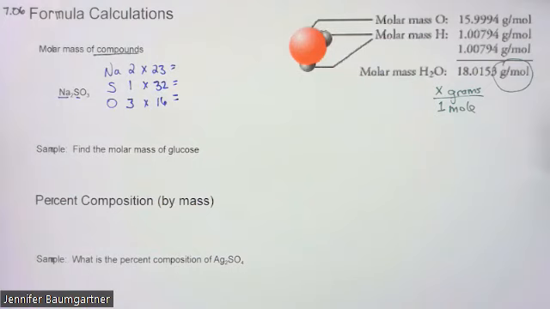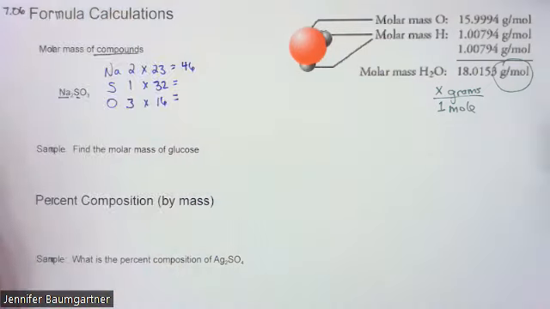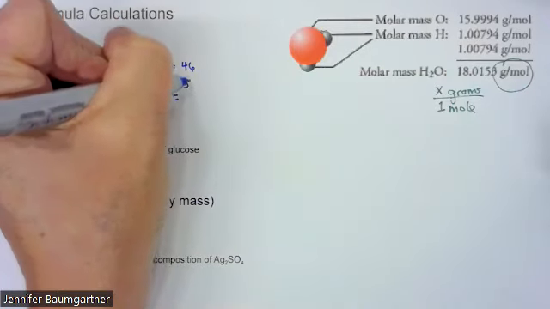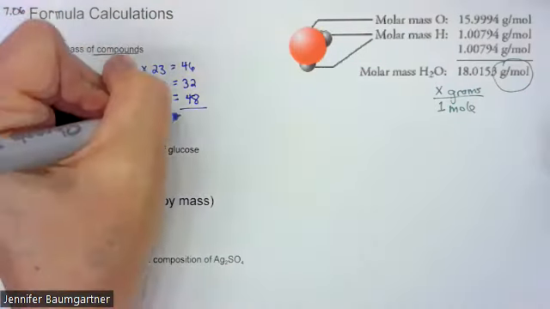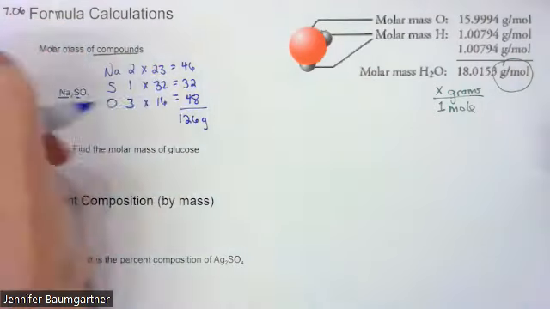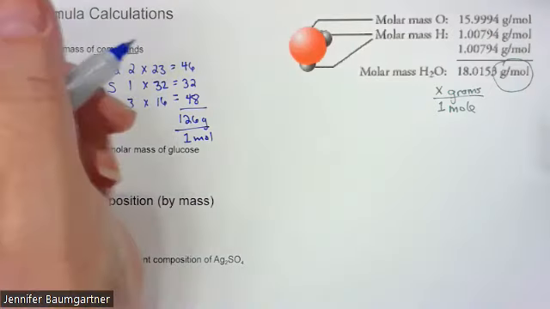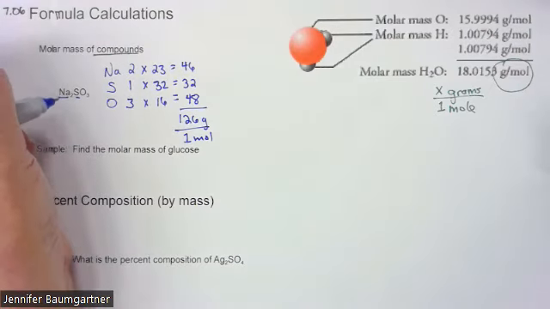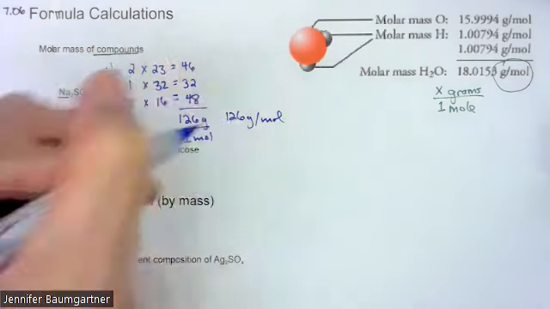We multiply those out, and then we're going to add them together. So this is 46 plus 32 plus 48. And when I add that up, I get 126 grams in 1 mole. Or I could say the molar mass for sodium sulfite is 126 grams per mole.